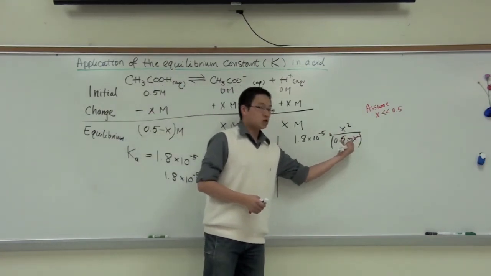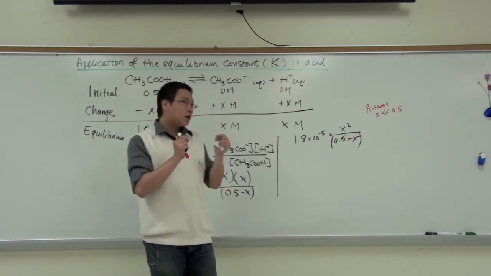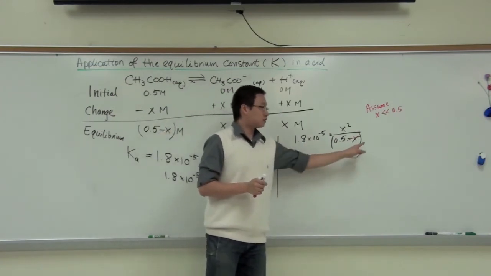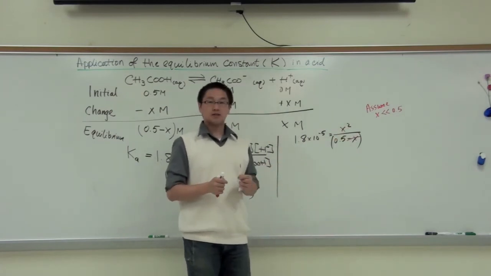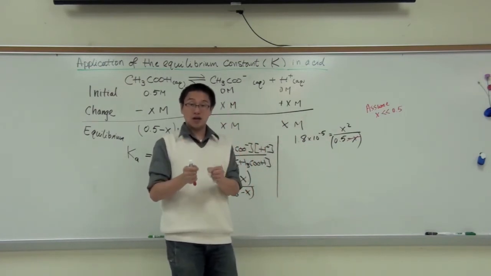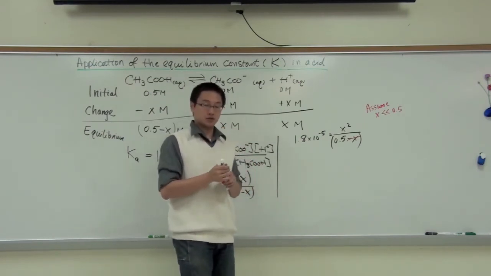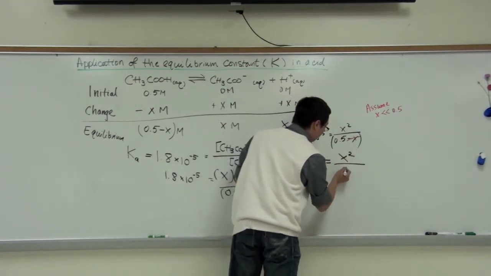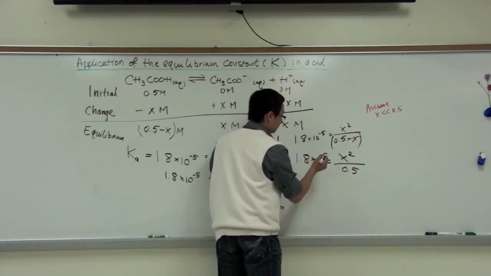You can cancel out this x. What happened to this x squared? Now we eliminate this minus x because it has practically no influence on the subtraction right here. But for this x squared, we cannot eliminate the x squared because it has a tremendous effect on the entire calculation. It will make significant changes to the calculation. And because of this reason, we would not be able to cancel that out. So it is going to be x squared over 0.5 is equal to 1.8 times 10 to the negative 5.